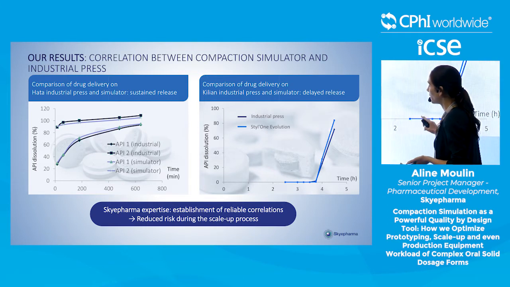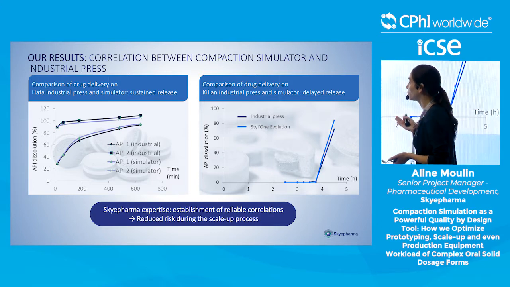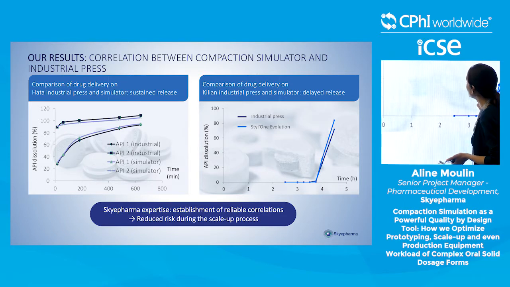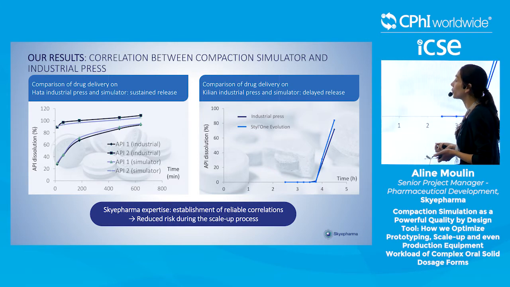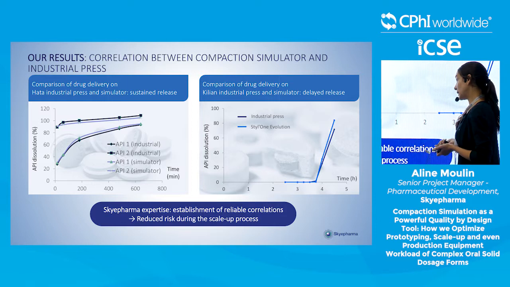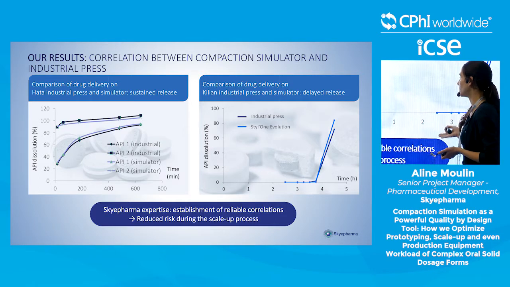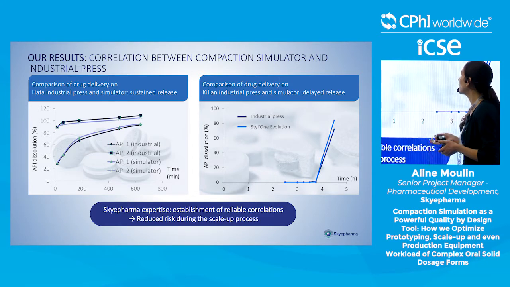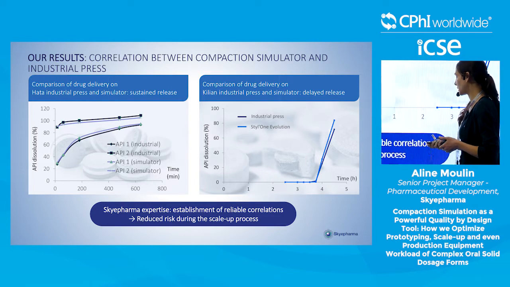So for both of these two cases, you can see the dissolution profiles obtained with the industrial equipment, on the left the ATA industrial press, on the right the Quillion industrial press, and the dissolution profile obtained for batches manufactured on the compression simulator. You have very similar dissolution profiles. That means that at Skyepharma, we have the expertise of the establishment of reliable correlations between the industrial equipment and our compression simulator. That means reduced risk during the scale-up process.